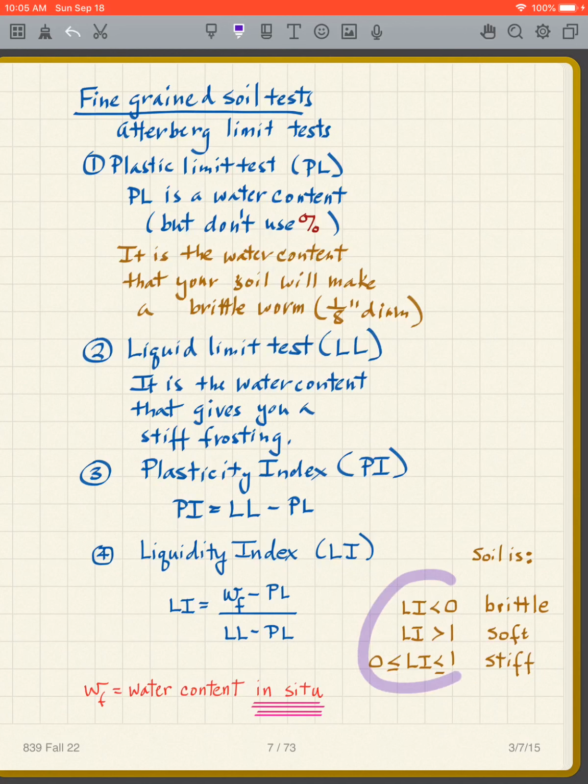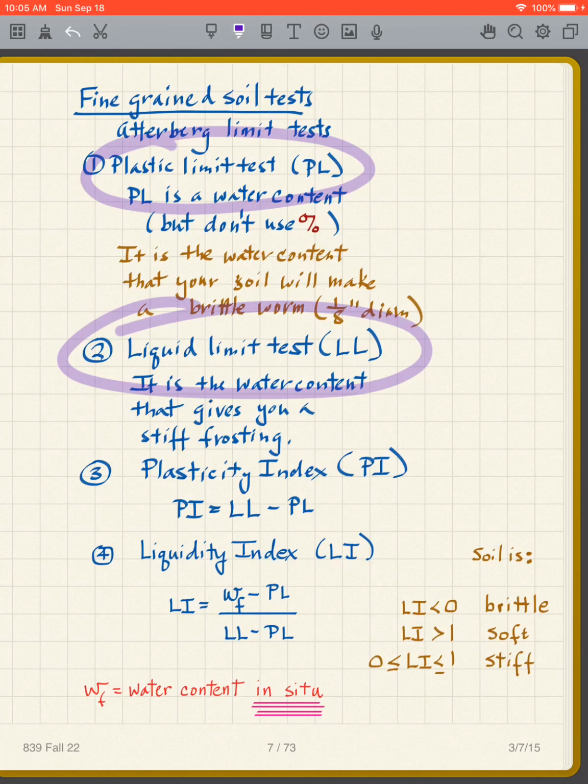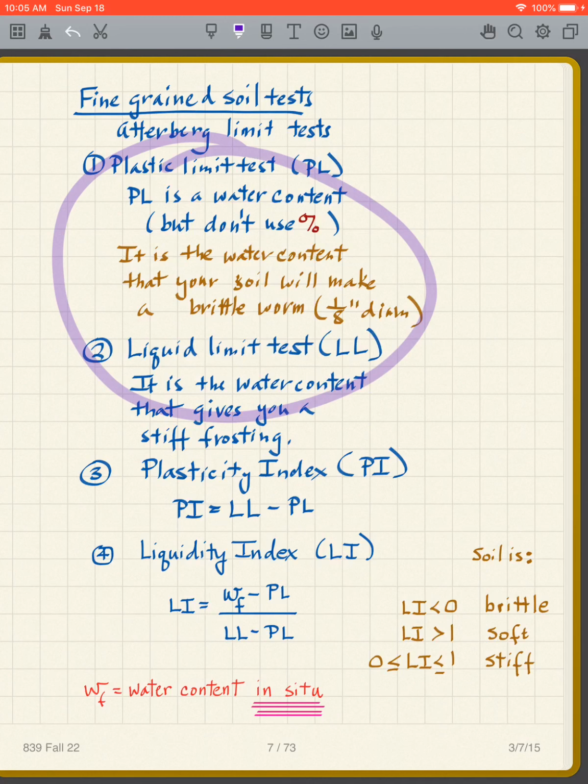So the liquidity index will tell us something about what the state of our soil is at our site. Because when we do the plastic limit test and when we do the liquid limit test, we just take the soil that we get from the site, we add water, we subtract water, we do all this stuff to it. So when we run these tests, it has nothing to do with what the soil is like at the site.